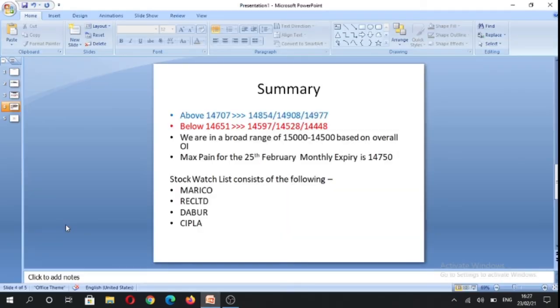Finally, I would summarize, above 14,707 level we can potentially trade towards 14,854 levels, 14,908 levels, and on the downside below 14,651 levels we can trade towards 14,597 levels and potentially 14,528 levels. And broadly speaking, we are in a range of 15,000 to 14,500 based on the overall open interest data. And the max pain level suggests that the monthly expiry contract max pain is at 14,750 levels. So if market was to expire at 14,750 level, in that scenario option buyers are going to suffer the highest amount of losses, as there's a theory that suggests that a large percentage of options expire worthless on expiry day. And our stock watch list comprises Marico, REC Limited, Dabur and Cipla.